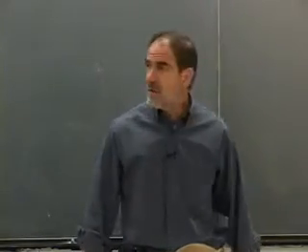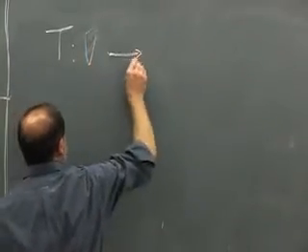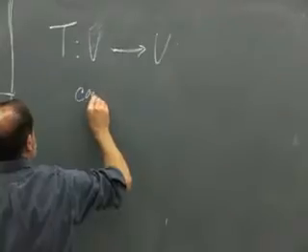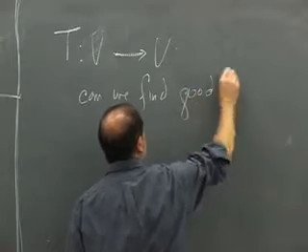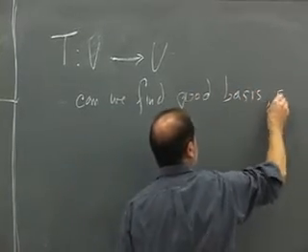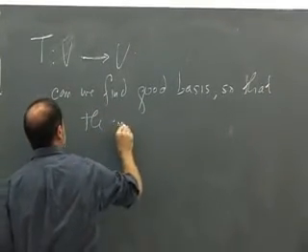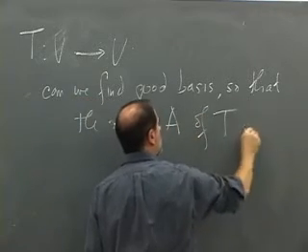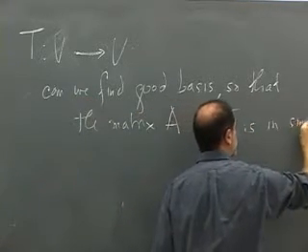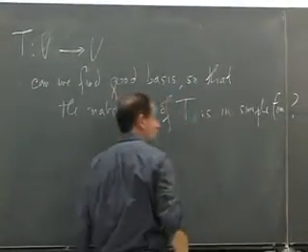Good. All right, now the last time we were talking about choosing good bases for a given linear operator. So we start off with a linear operator from V to V. And can we find a good basis so that the matrix of T is in simple form? So let's think about that a little bit.